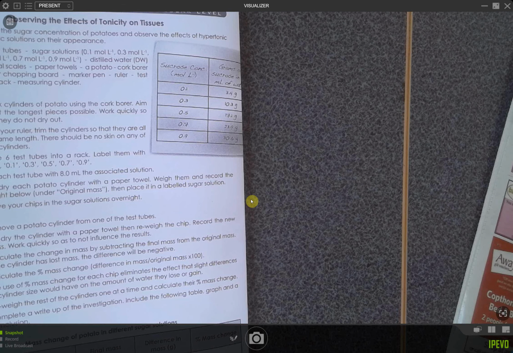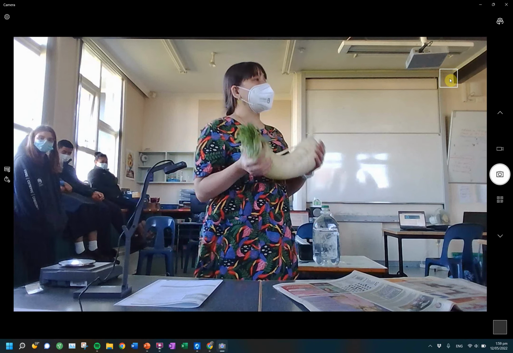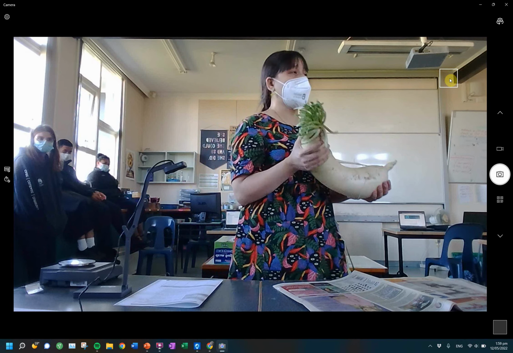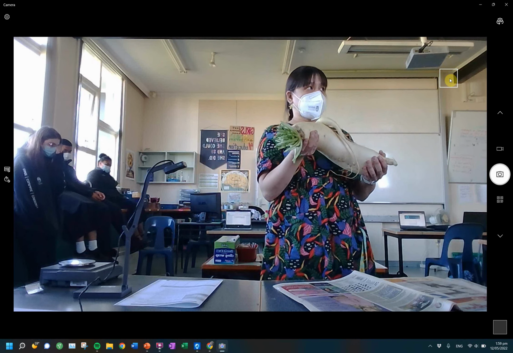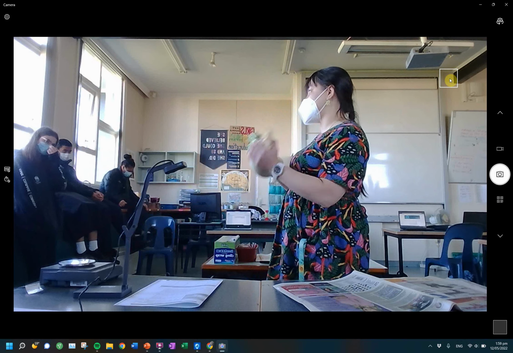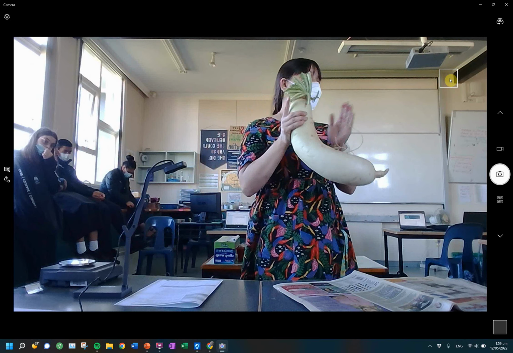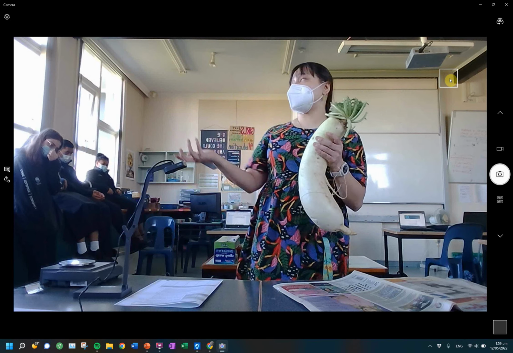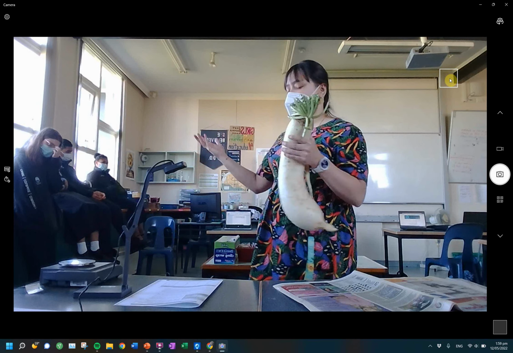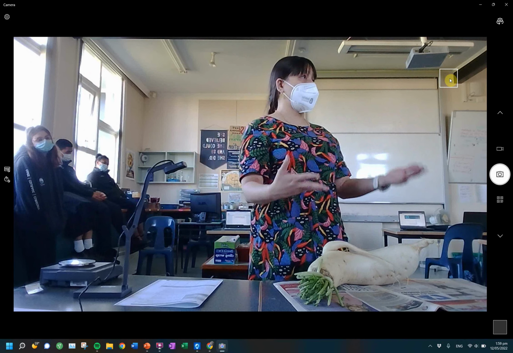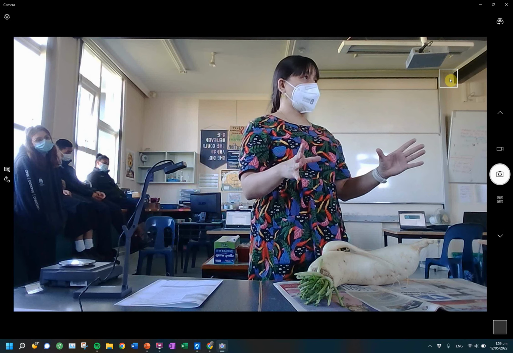All right. Each group is going to get their own turnip. And from this turnip, you need to get 20 pieces that are the same size. Because remember, the size of these little turnip pieces that you make is going to be a control variable, because we need to make sure that you have the same surface area to volume ratio. Are we okay with that so far?